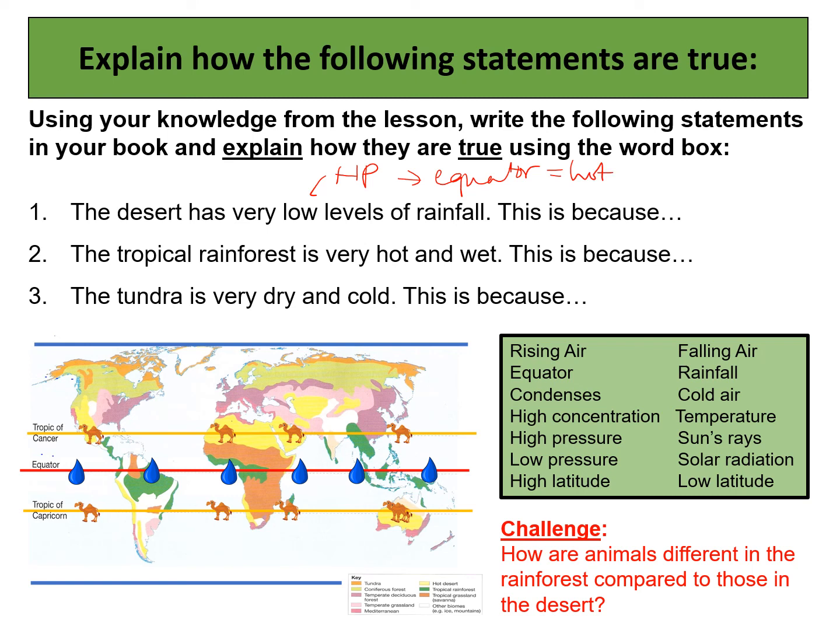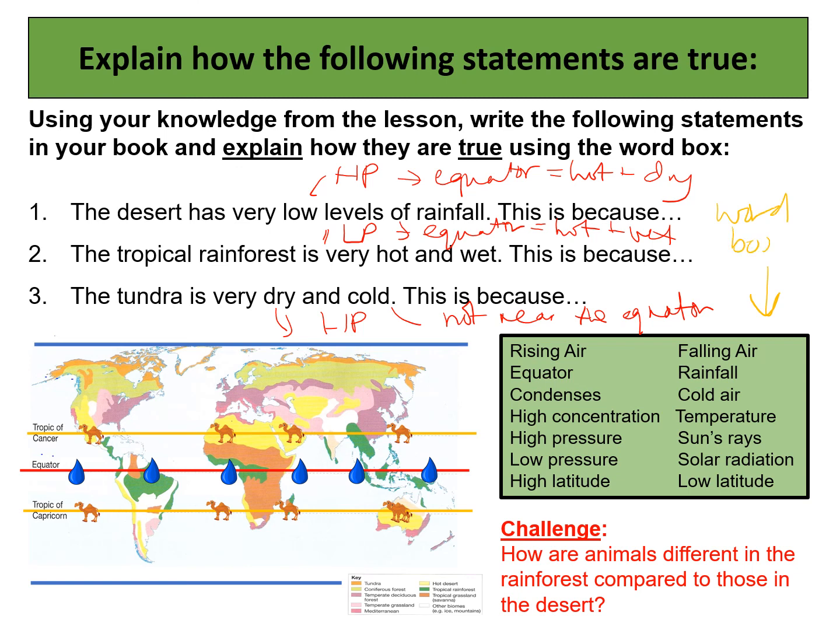For the tropical rainforest, you talk about the fact it's in an area of low pressure, but it's still near the equator, so it's still hot but wet. And the tundra is very dry because it's an area of high pressure, but it's cold because it's not near the equator, so the sun's rays are less concentrated. So have a go answering those three questions using the word box, which we can see here. Pause it here, answer those questions, and then we've got some more detailed answers on the next slide.